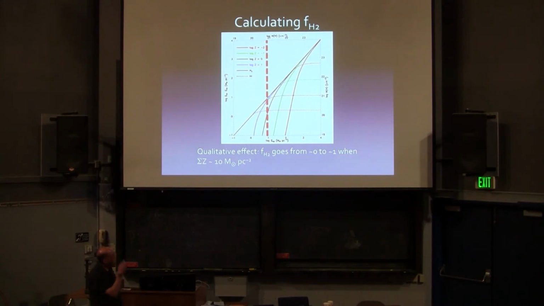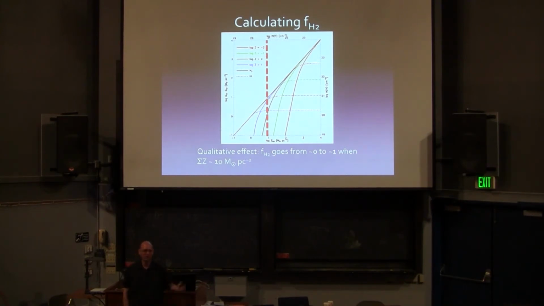The way this works qualitatively is that there's a characteristic shielding column that is required before you transition from H1 to H2. You need a certain column of gas to eat up enough FUV photons before you go from being H1 dominated to H2 dominated, and that column turns out to be 10 solar masses per square parsec at solar metallicity. That's why you don't see column densities higher than 10 solar masses per square parsec at solar metallicity.